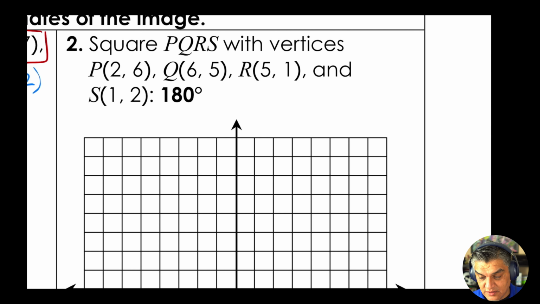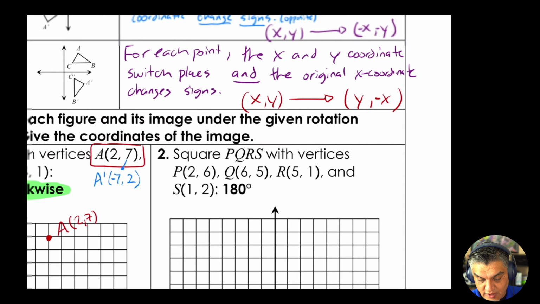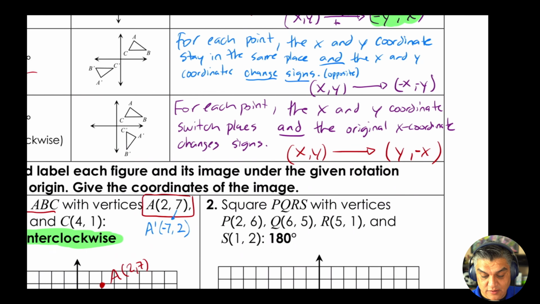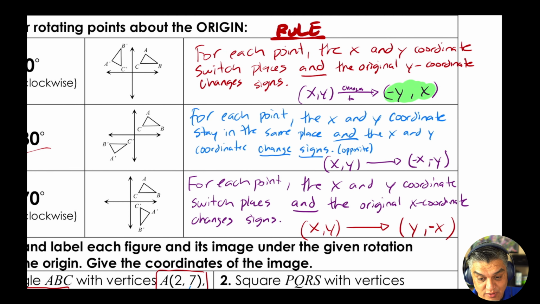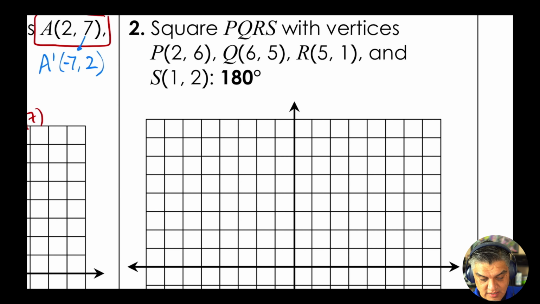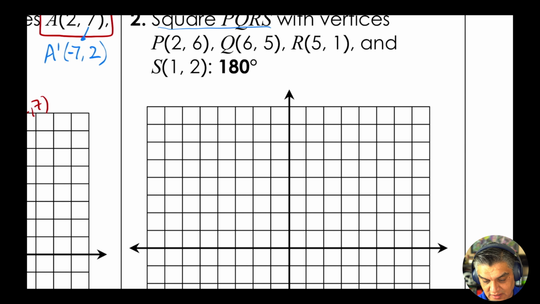So first things first, just plot the original figure, right? If you don't know what to do, if you don't know what to flip over or how to change, if you look at this and go, Mister, I forgot how to do this, I forgot the rules, the first thing you can do is at least put this square here. And I'm looking, and some of you didn't even do that on the warm-up. If you forgot how to do the 180, 90, 270, at least put the square.